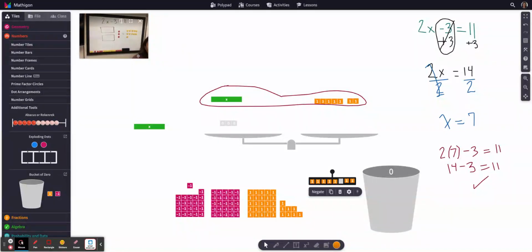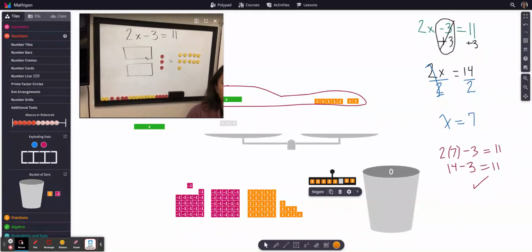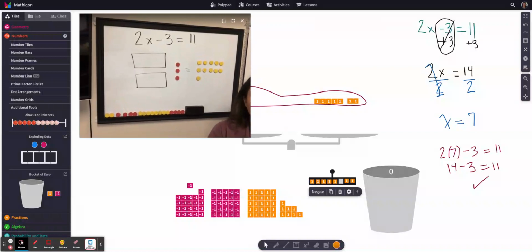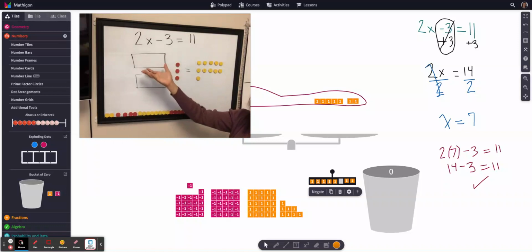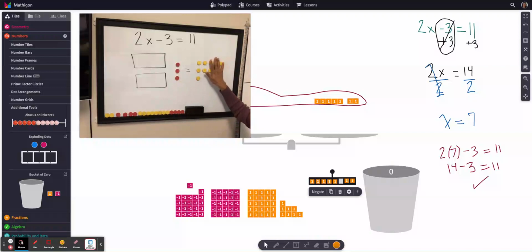The third way in which we could solve this is using our counters here in our boxes. So again, I like to use boxes to represent my variable, my unknown. It means I have a box or a container with a certain amount of items inside. I need to determine whether what's inside is positive or negative, so that at the end, I have a total of 11 positive counters.